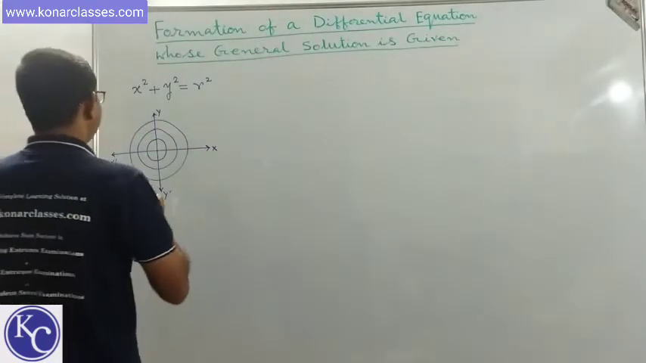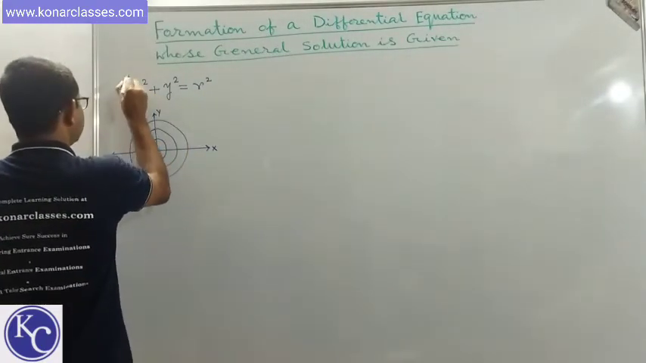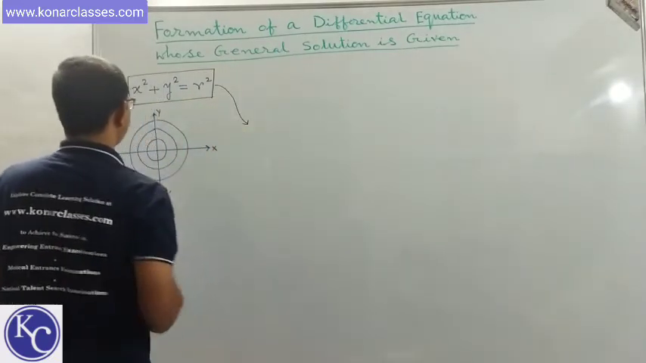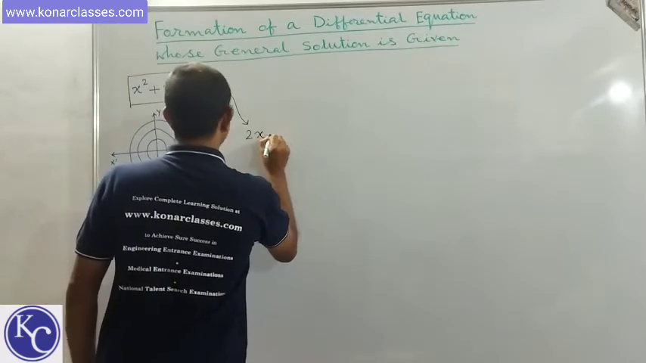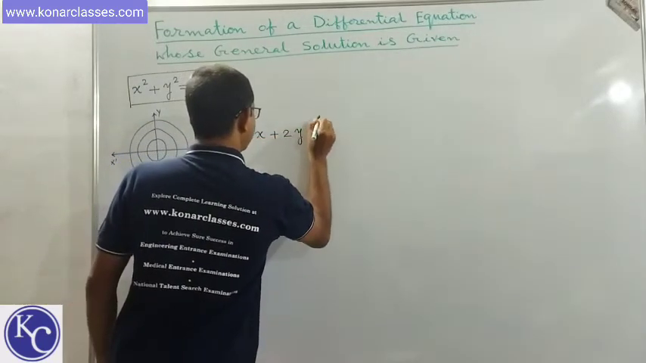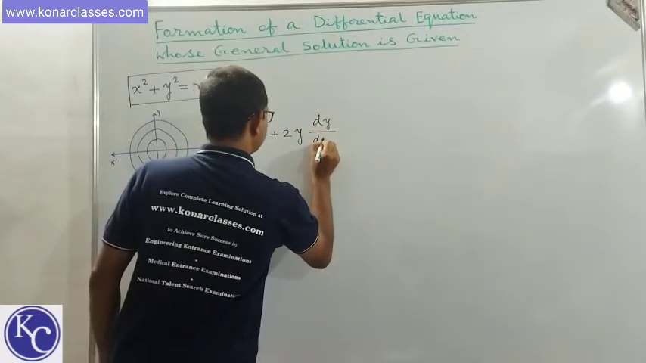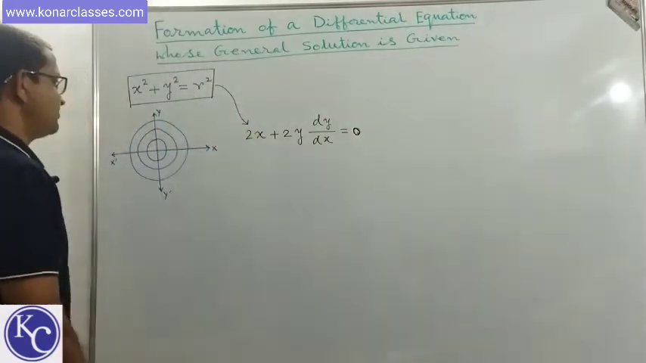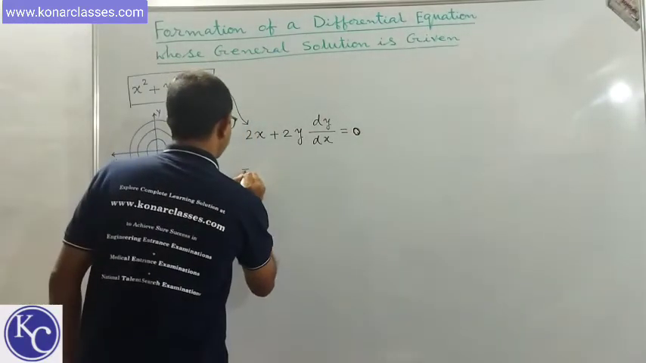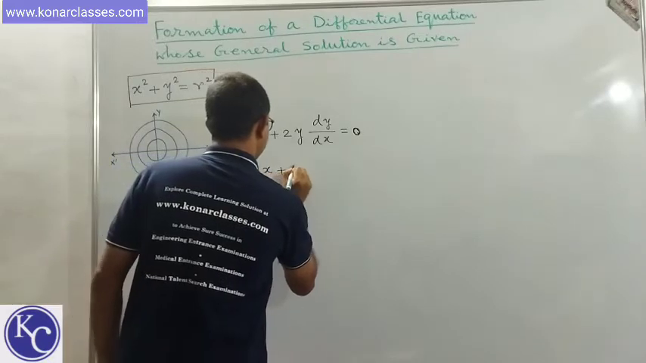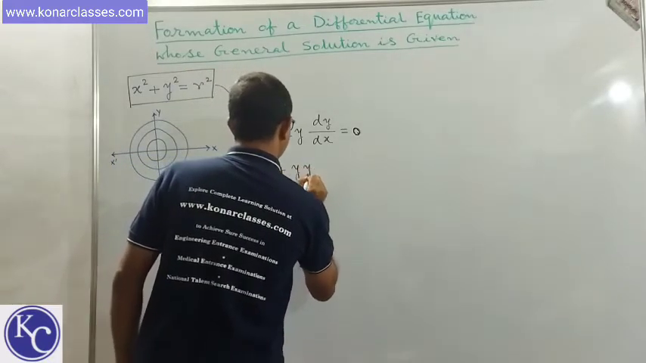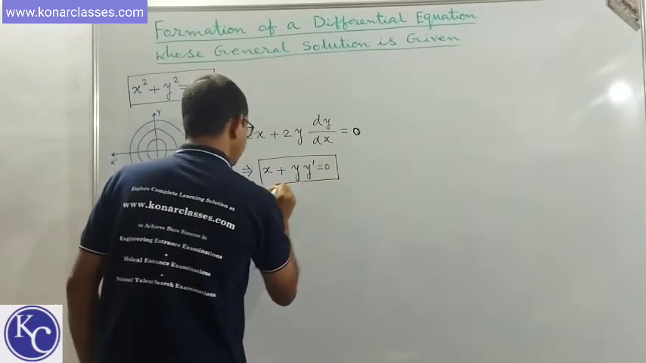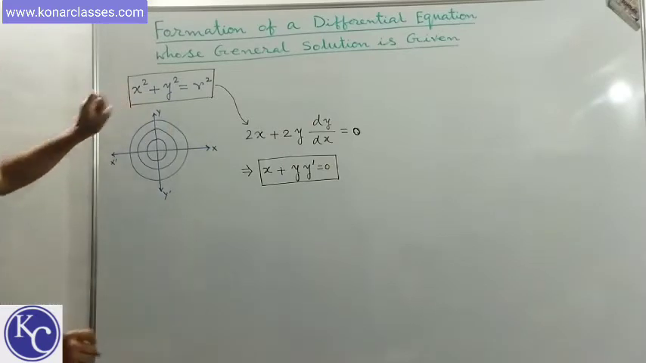Now dear students, if we differentiate this particular equation with respect to x, what we are going to get? 2x plus 2y dy/dx is equal to 0, because r is an arbitrary constant, no? So its differentiation will be 0. So from here what we get, dear students? We get x plus y dy/dx, means y dash, equal to 0. So this is the differential equation representing this general solution.